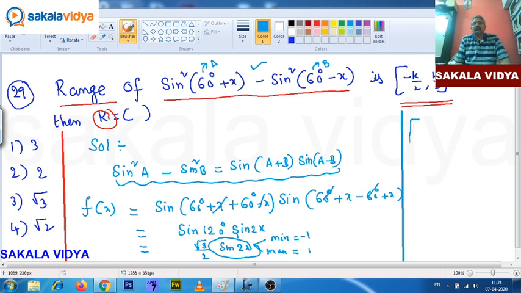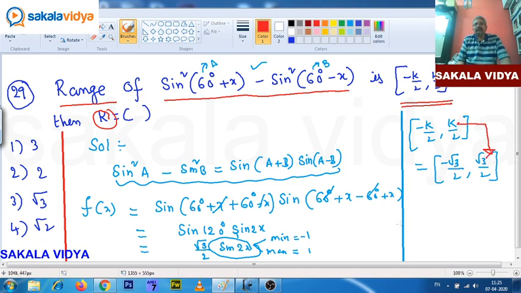So minus k by 2 comma k by 2 equal to, here we can write now root 3 by 2 into minus 1, minus root 3 by 2 comma root 3 by 2 into 1 is root 3 by 2. Now we need to find out the k value. That means k by 2 is equated to this root 3 by 2. So since k by 2 is equal to root 3 by 2, 2 gets cancelled, k is equal to root 3. Third option.